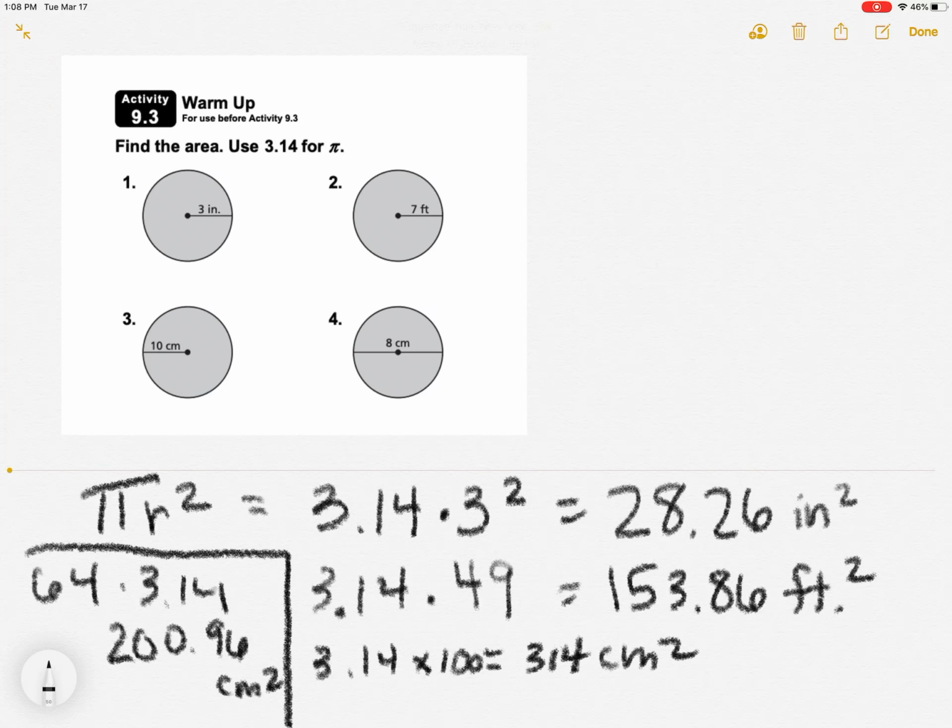Hopefully this was a good review for you. If you struggled with this, remember you can get online to Big Ideas. You can go back to Unit 9.1 and 9.2 where they review area of a circle, if that will help you. Otherwise, let's move on.